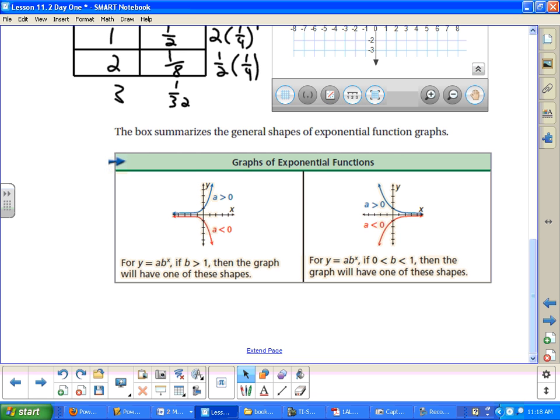So it tells you here, if b is greater than 1 and a is positive, it goes up. If a is negative, it goes down. Okay? If b is between 0 and 1, whether a is positive or a is negative, it tells you what your graphs should look like. Now, you should understand that b can never be negative. Okay, so you don't have to worry about that. B has to be a positive number. It's the value of A. If A is positive, your graphs are always going to be above the x-axis. If A is negative, your graph has got to be below the x-axis.